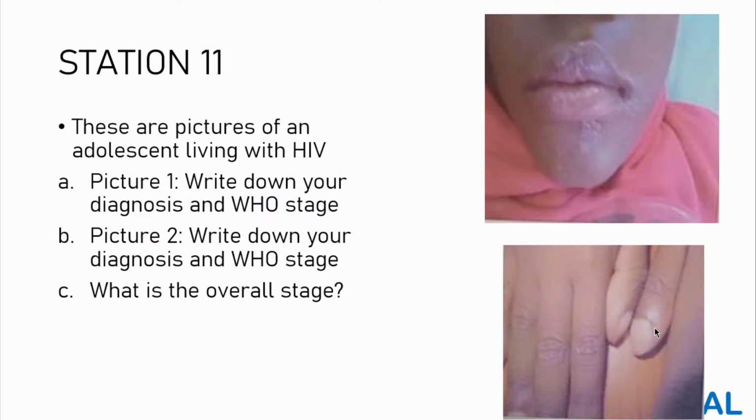Station 11, this is a picture of an adolescent living with HIV. Picture 1, write down your diagnosis and WHO stage. Part B, picture 2, write down your diagnosis and the WHO staging. And then part C, what is the overall stage? So this is the image 1, which doesn't appear so clear. And this is image 2, which is rather more clear.